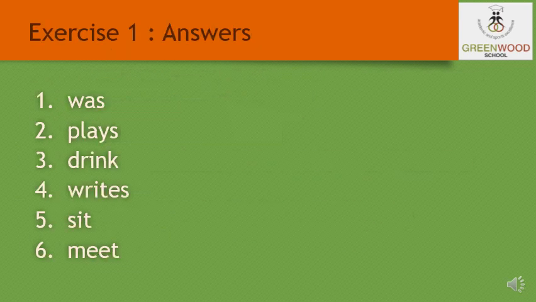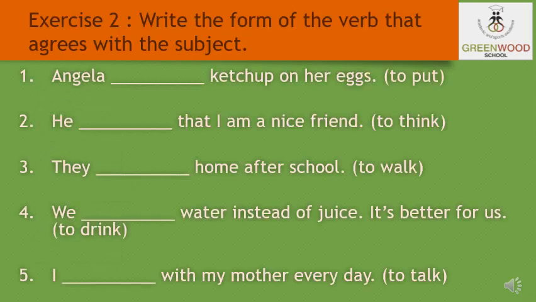Check your answers for exercise 1. The first answer was. The second, plays. Third, drink. Fourth, writes. Fifth, sit. Sixth, meet. Let's take a look at the second exercise. Write the form of the verb that agrees with the subject. Now you have to write the form of the verb given in the bracket to agree with the subject.